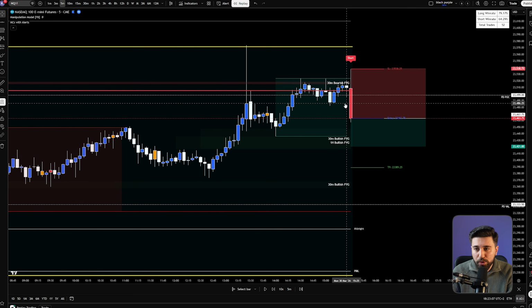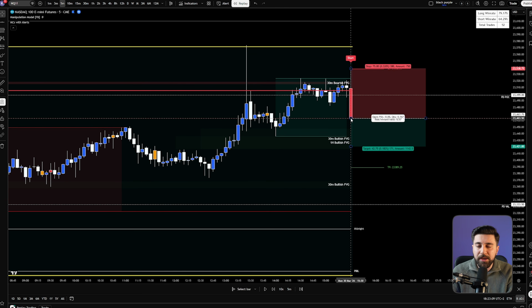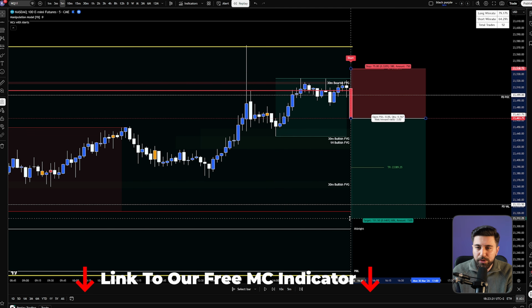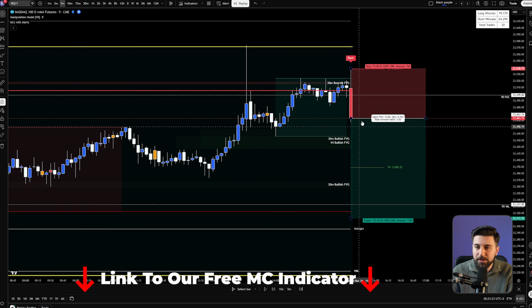You're not just gonna go into the trade with an engulfing candle. No, you need this manipulation candle. And I'm gonna put a link for the free indicator in the description as well, where you can get the manipulation candle indicator for free.